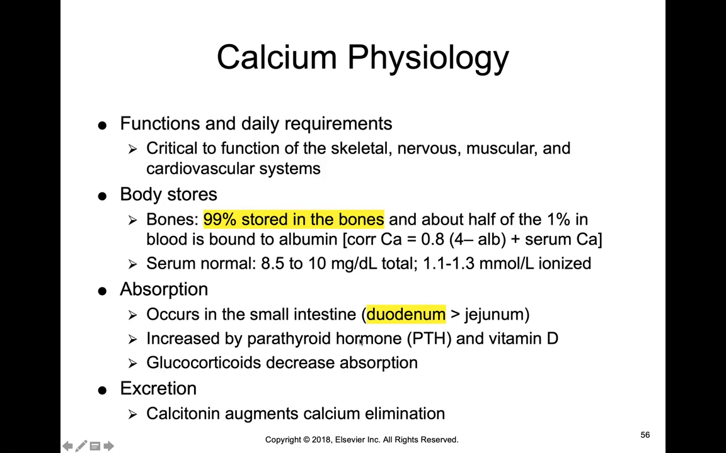Calcium is absorbed in the small intestine, specifically the duodenum. So if you have any patients who've had gastric bypass, specifically bypassing the duodenal route, be prepared for patients who are going to need a lot of vitamin supplementation because of that. Calcium absorption is increased by parathyroid hormone and vitamin D. Steroids can decrease absorption, and calcitonin augments calcium elimination.